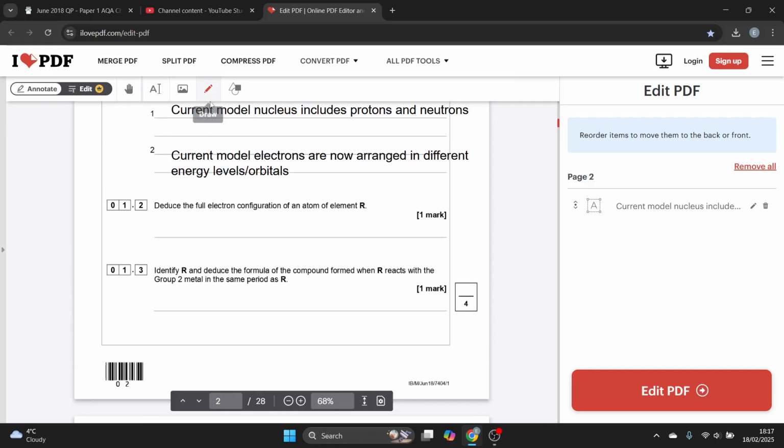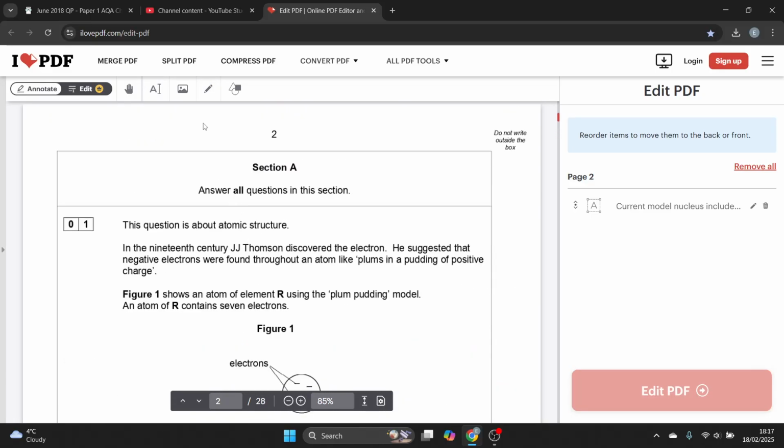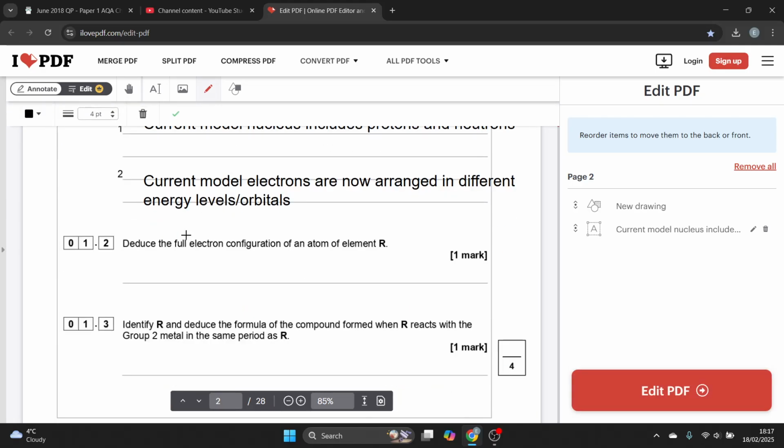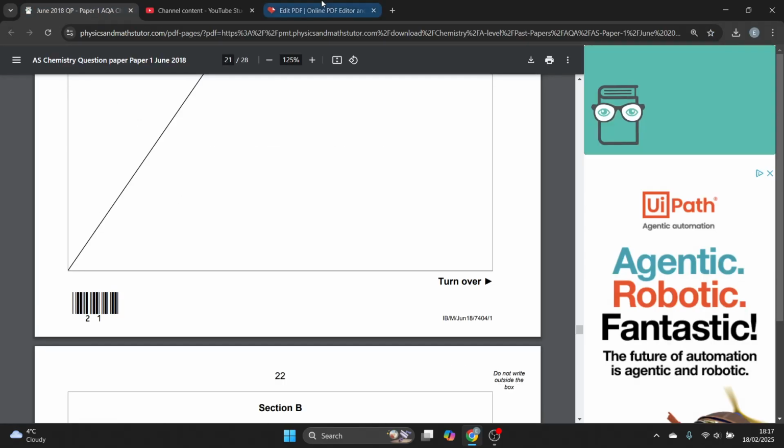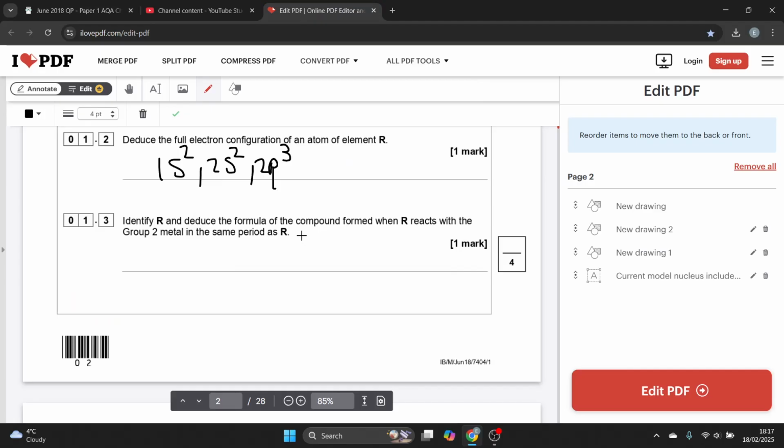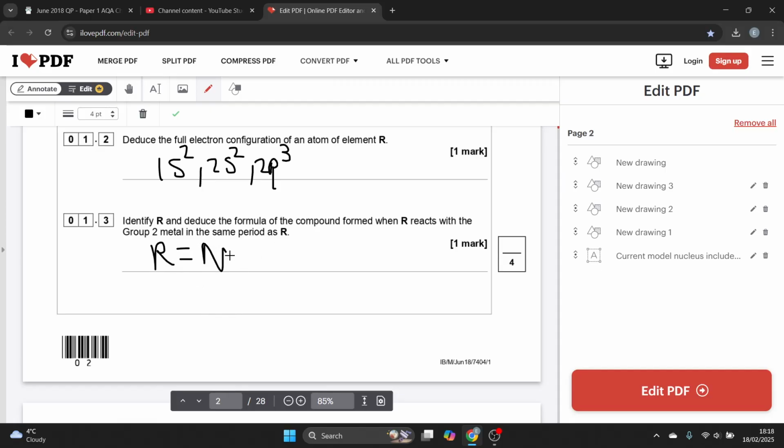Give the full electron configuration of atom element R, and R has 7 electrons. So 1s2, 2s2, 2p, 7 electrons, so 2p3 then. Identify R. Well, it's got 7 electrons, so you go to the periodic table, 7 electrons, so R equals nitrogen.